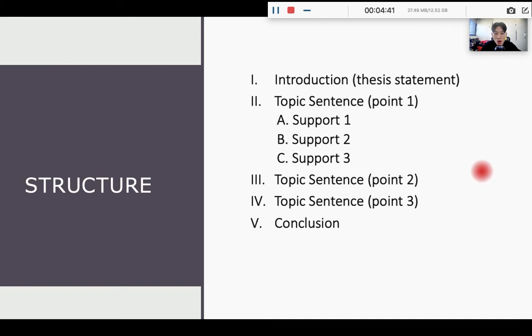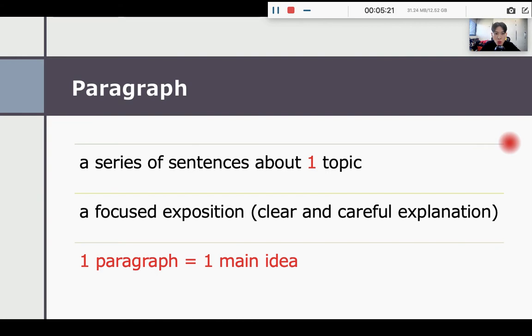Okay, here is the structure of an essay. And this structure should be the basic blueprint for every single piece of English writing. You usually have an introduction and then 2 to 3 body paragraphs and a conclusion. And for our writing video lecture, we will only focus on how to structure a paragraph, which means later you will know what a topic sentence is and what the supports are. Okay, let's move on.